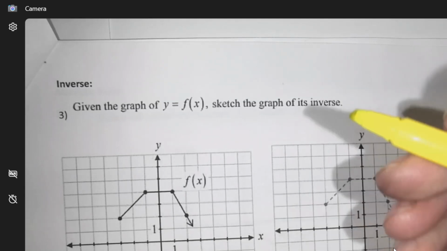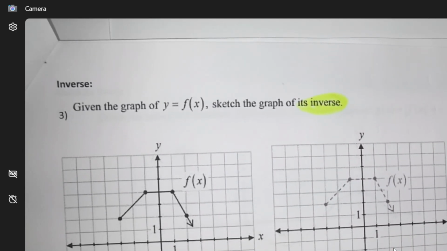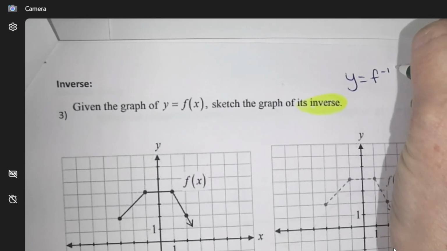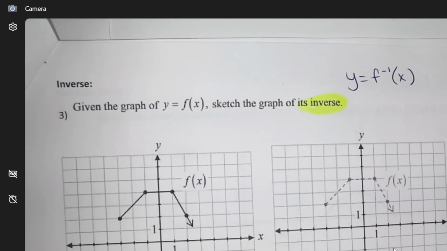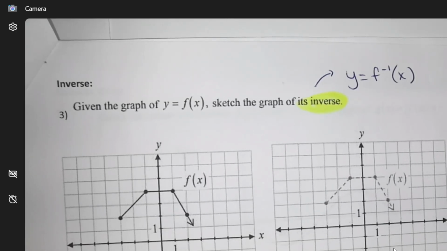The next question asks us to do inverse. So a couple things about inverse. What's another way of me saying graph the inverse? Here's another thing I could have done to ask the same question. So understand the symbol for inverse, right?